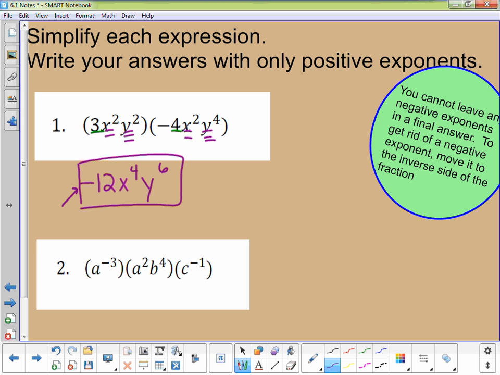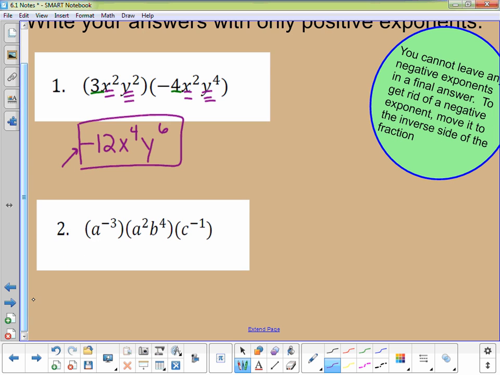In number 2, I see lots of different sets of parentheses, okay? I'm going to start by moving my negative powers. I'm going to take my negative powers and move them down. So that means this one needs to go down below, and that one needs to go down below. So if I rewrite that, the things up on top are still a squared times b to the fourth. Now on the bottom, I moved a to the negative third down, so that's going to be a to the positive third power. And c to the negative 1, I bring that down, and that's c to the positive 1 power, or just c.